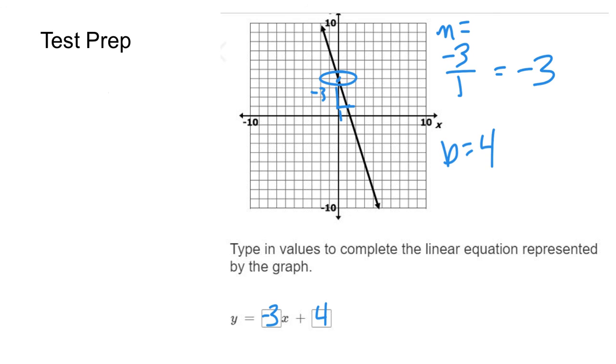All right, let's go through these and let you take a look at what you got. So for the first one, you should have gotten -3x plus 4. If you missed that, pause the video and take a look at how I calculated my slope, where I got my b, and see if you can figure out what you did wrong there.